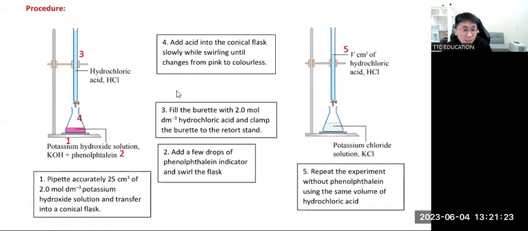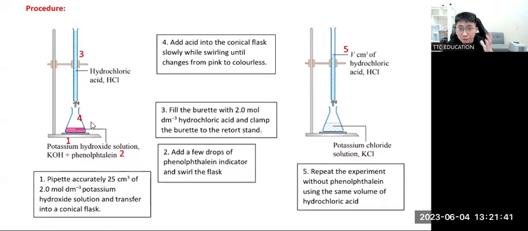With the steps, you see you have 1, 2, 3, 4. You're going to do a titration where you drip your acid into your alkali, until the phenolphthalein turns from pink to colorless. Then your reaction is fully complete. When the pink turns colorless, it is neutralized.